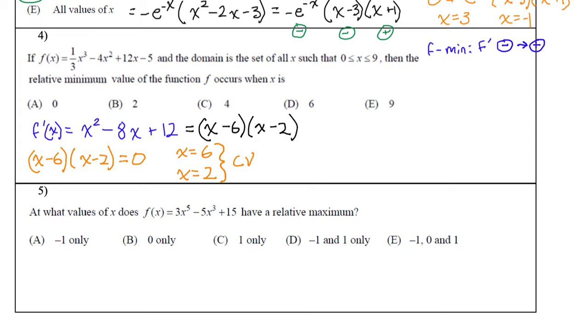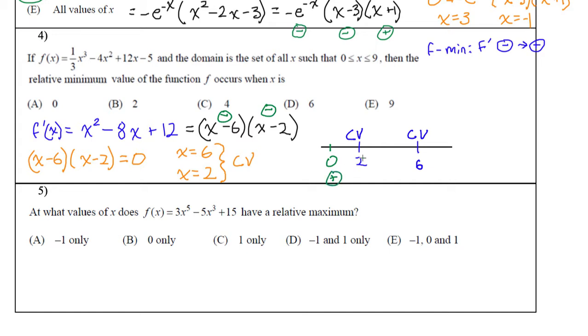So let's go ahead and make our number line over here. We can say that we have 2 right here, 6 right here. Those are our critical values. So let's choose the easiest possible number to plug in. I like 0. 0 is really easy. Maybe you like 1. I like 0. 0 minus 6 is a negative, and then 0 minus 2 is a negative. A negative times a negative is a positive.